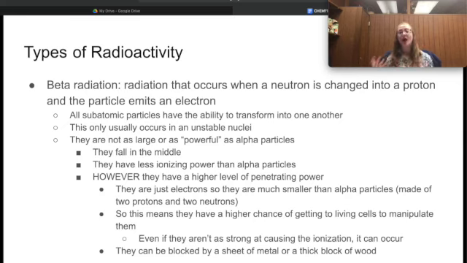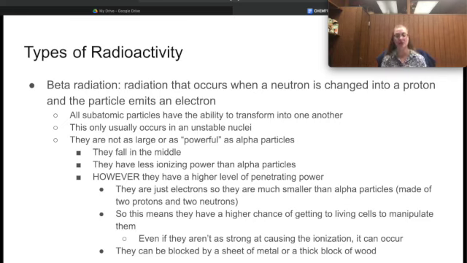This means they have a higher chance of actually getting to the living cells to manipulate them in the end. So even though they aren't as strong at that ionizing power, they can still ionize things. We need to think about it that way. They can get to you more, even though they do less. So there's a game of numbers there in the end.